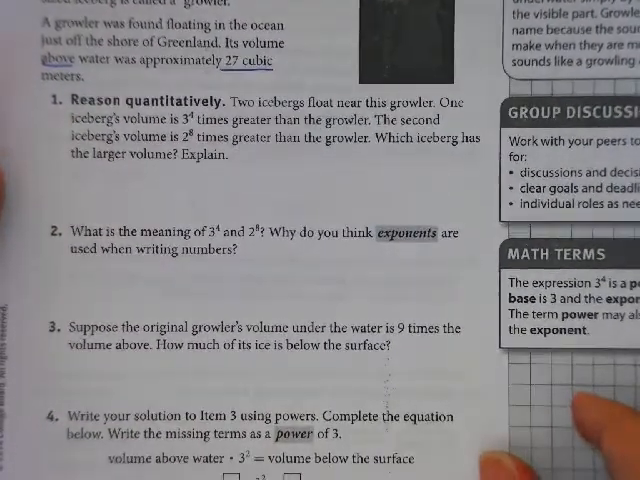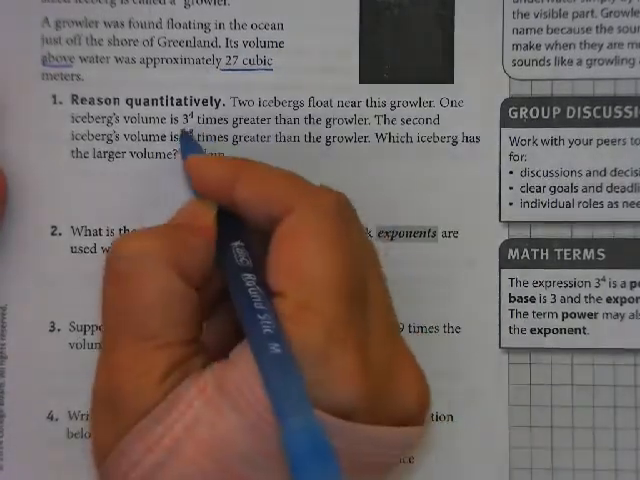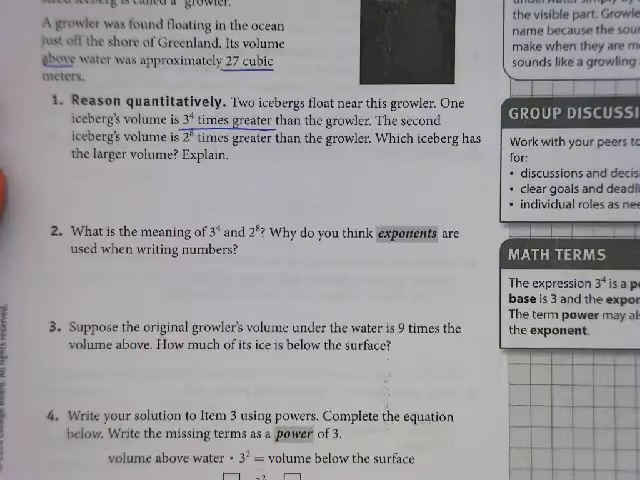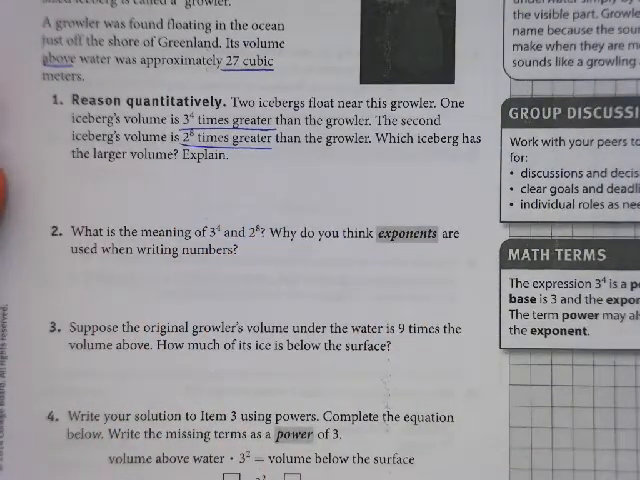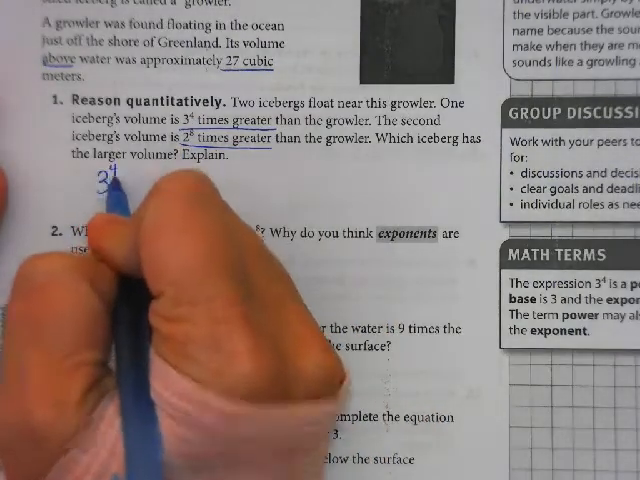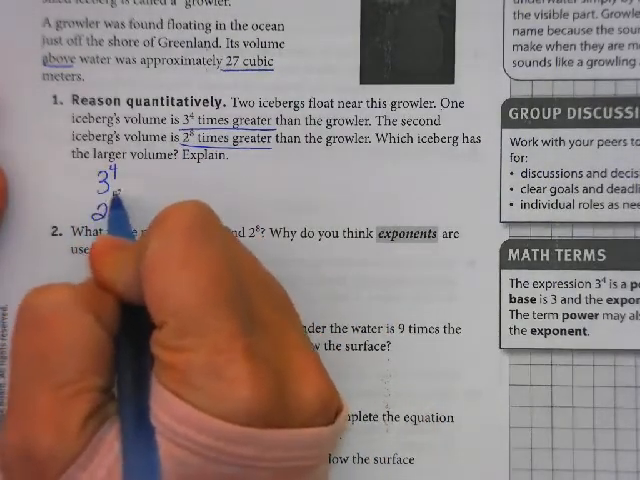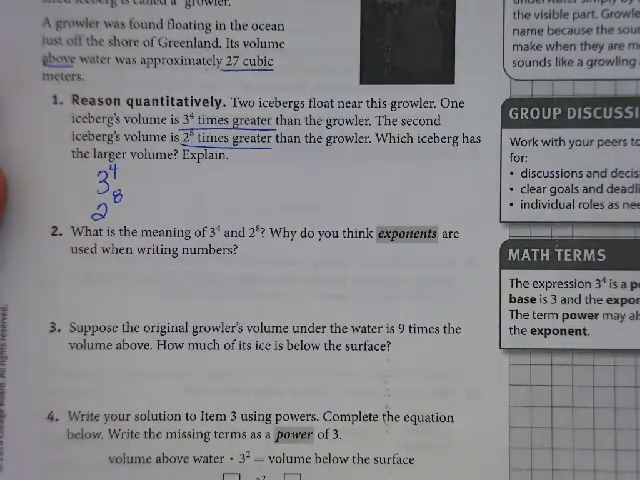So if we have 2 icebergs near this growler, one has a volume 3 to the 4th times greater, and the second has 2 to the 8th times greater. Which iceberg has a greater volume? Guys, these are powers, 3 to the 4th power, 2 to the 8th power. Now, if we want to know which one has a greater volume, what do you think we need to do?